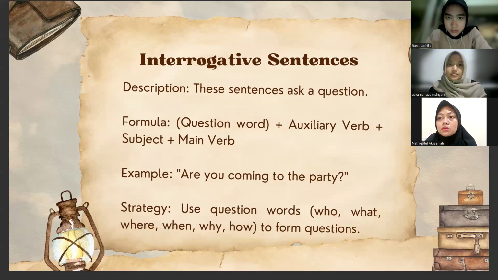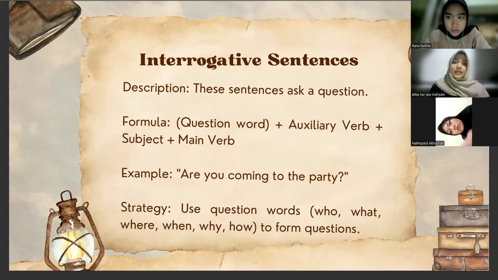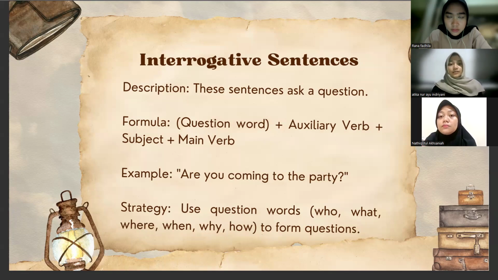Number 2 is interrogative sentence. The definition: the sentence asks a question. An interrogative sentence is a type of sentence that asks a question. It's designed to seek information or confirmation. The sentences typically end with a question mark. Let's look at the formula of an interrogative sentence.